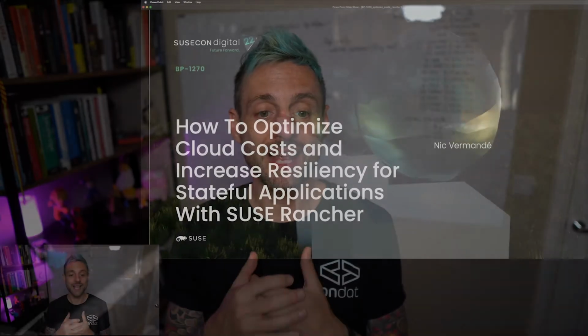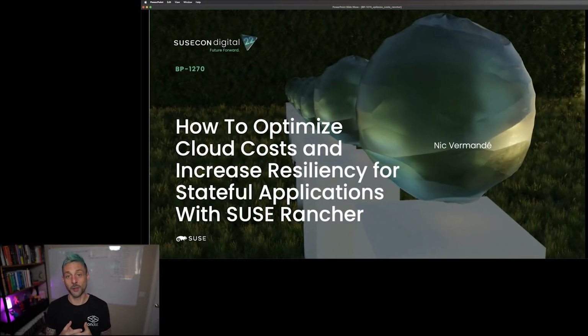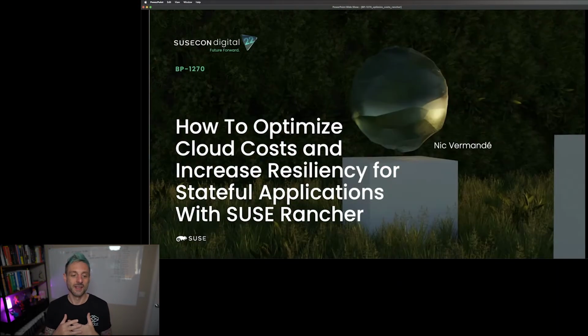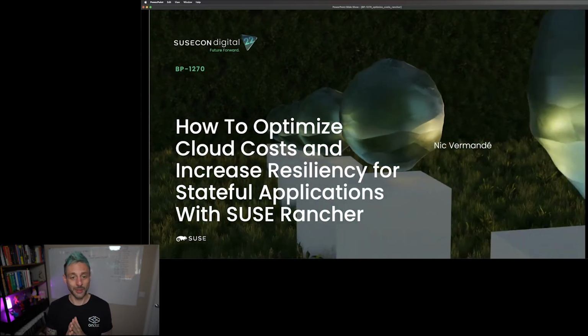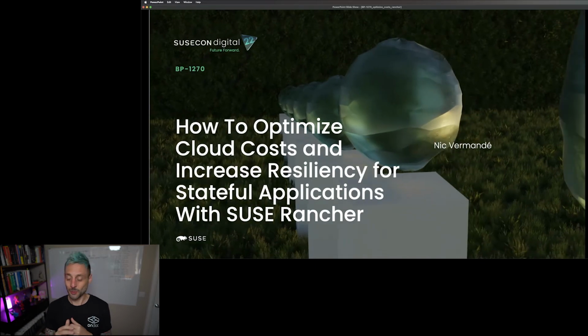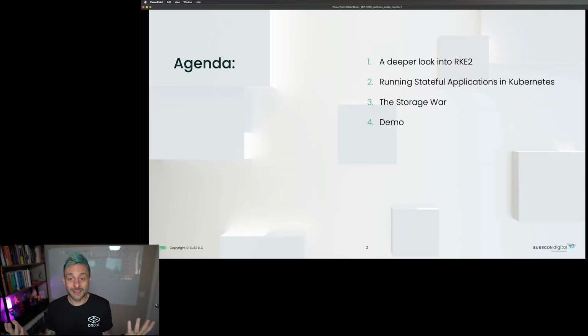Hi everyone, welcome to this session BP1270, how to optimize cloud cost and increase resiliency for stateful applications with SUSE Rancher. That was a long title, but long story short, we're going to be talking about three main topics. First, RKE2 and SUSE Rancher. So RKE2 as a Kubernetes distribution.